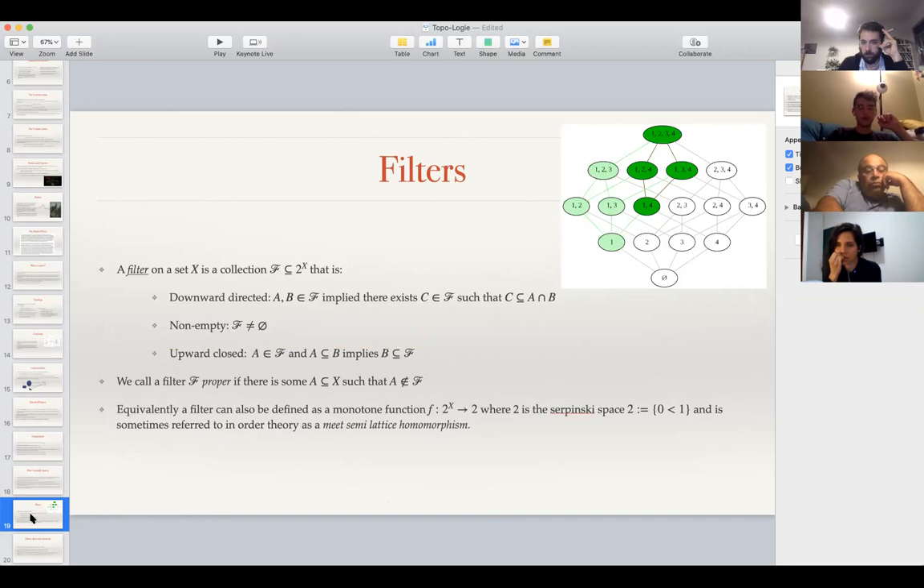But this is also the way to characterize a filter. We're not getting into ultrafilters today, but next week. Yeah, I think that's everything I want to say here. Once again, you see this is a filter. It's upward closed, downward directed. You have these two, you get the intersection, and it's not empty. And it's a proper filter.